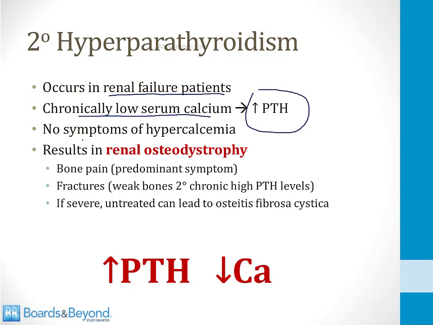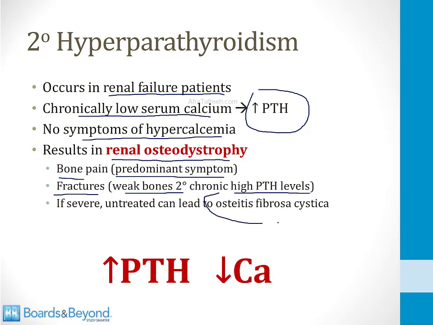In this disorder, there are no symptoms of hypercalcemia because the calcium level is low. The problem is that long-standing elevations of parathyroid hormone lead to what's known as renal osteodystrophy. This is a bone disease. Patients complain of bone pain. That's the predominant symptom. They are also at risk for fractures. They have weak bones secondary to the high parathyroid hormone levels. And if it's severe and untreated, it can lead to osteitis fibrosa cystica, which has that collection of bone changes we talked about a few slides ago.